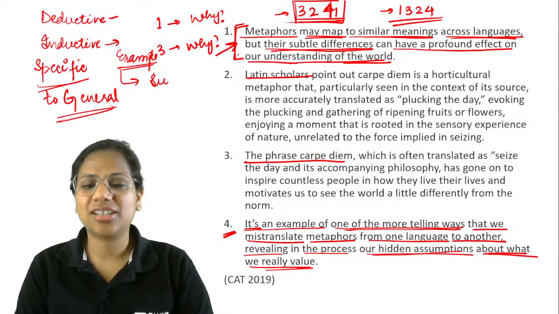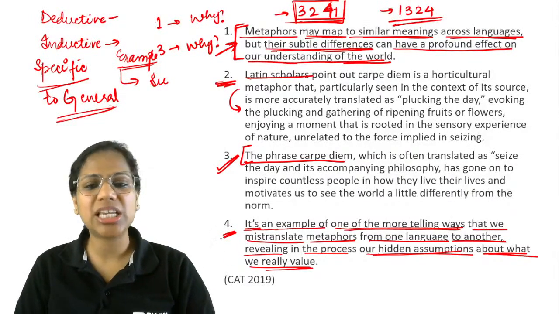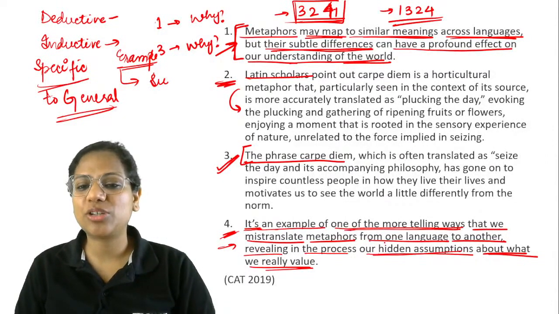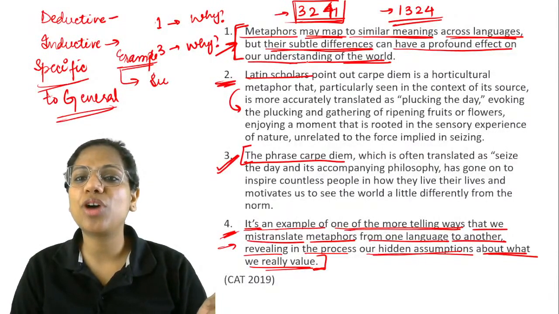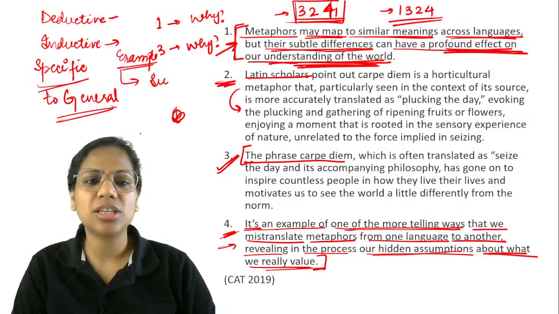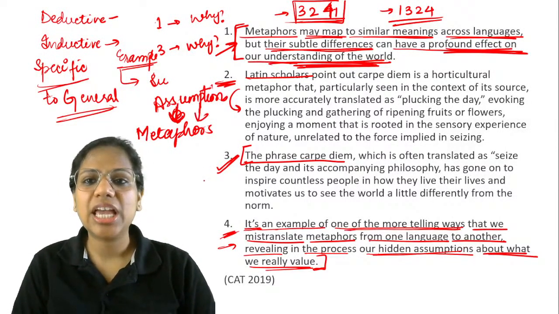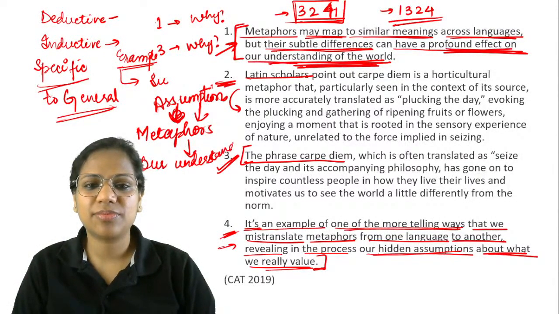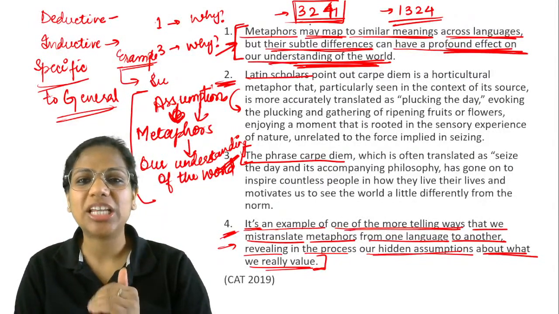So examples first and then the reason. Is this really a reason? I first talk about the phrase carpe diem, then I talk about how this is a misinterpreted phrase. Then I say it is an example of one of the more telling ways that we mistranslate metaphors from one language to another, revealing in the process our hidden assumptions about what we really value. Metaphors may map to similar meanings across languages, but their subtle differences can have a profound effect on our understanding of the world. So I am saying that my hidden assumptions are revealed through metaphors. And 1 is saying that metaphors have an effect on our understanding of the world. So if I go with this sort of an arrangement, then 3, 2, 4, 1 makes sense.